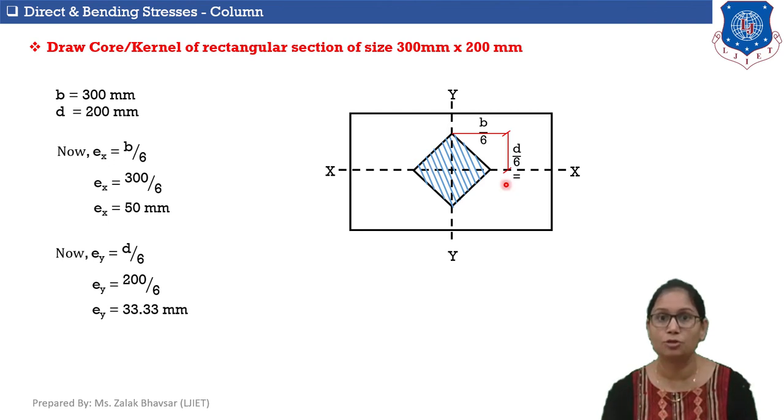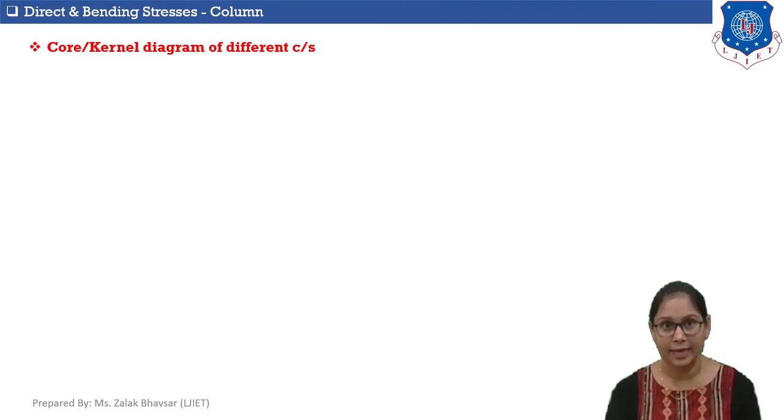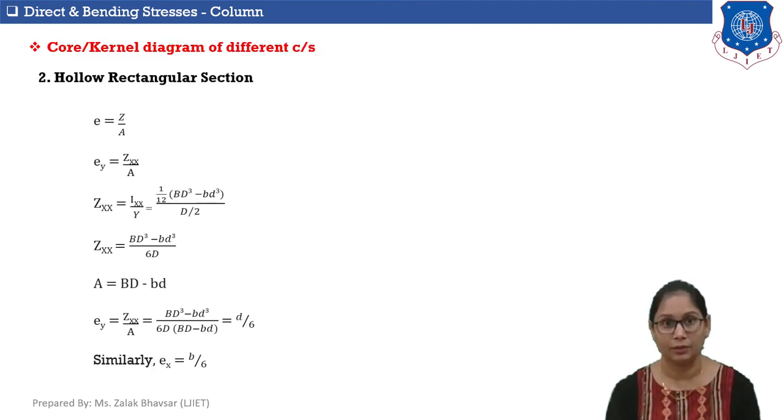Again, I am marking 2 points on y-axis. 1 point in positive y-axis at a distance of 33.33 mm from point O, and another point in negative y-axis at a distance of 33.33 mm from point O. Okay, so if I join all these 4 points, I will get core or kernel of this rectangular section. Okay, now let's move to another section, which is hollow rectangular section.